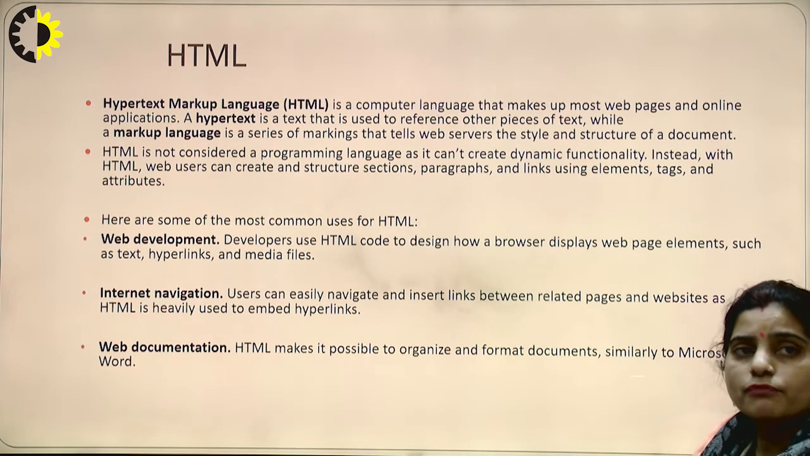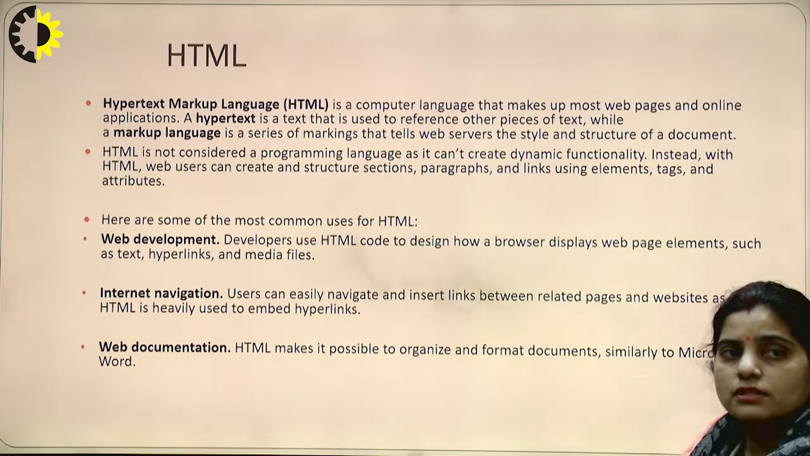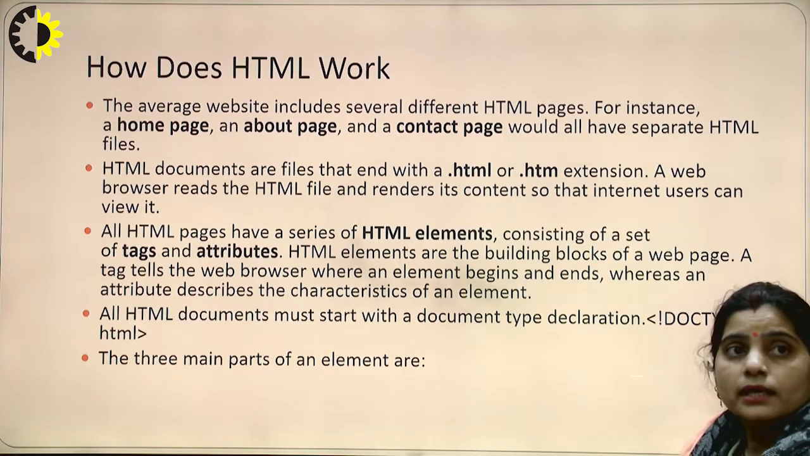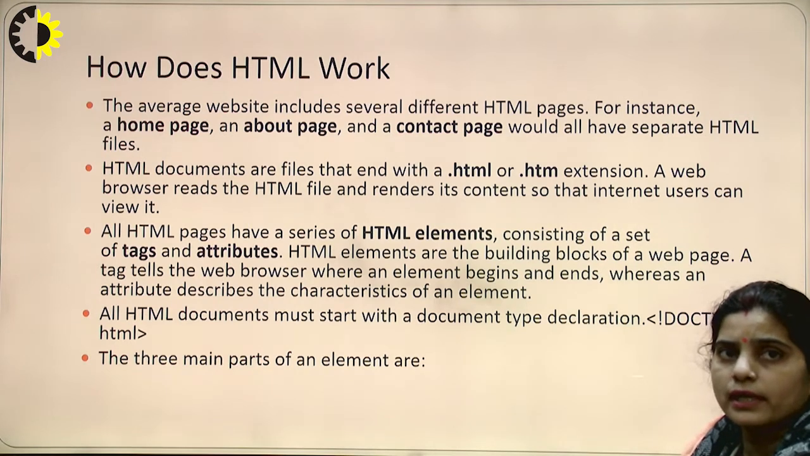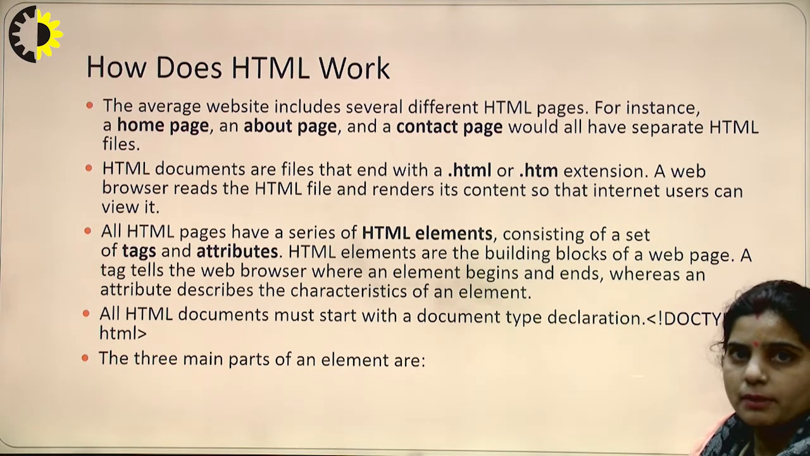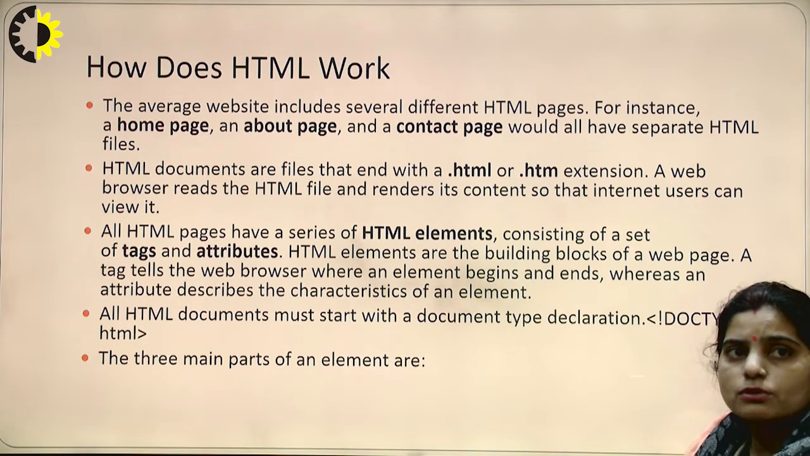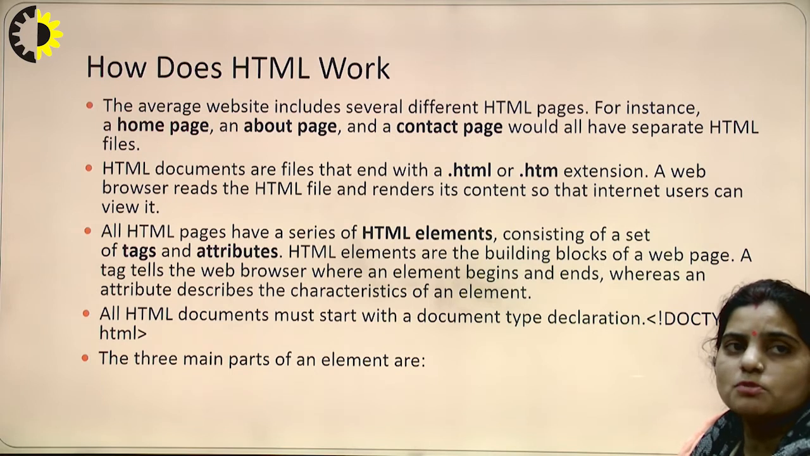The third use of HTML is web documentation, which makes it possible to organize and format documents, just like MS Word. Next, how does HTML work? The average website includes several different HTML pages, for example a home page, about page and contact page, and these all have separate HTML files. When we create an HTML file, it must be saved with the extension .html or .htm.